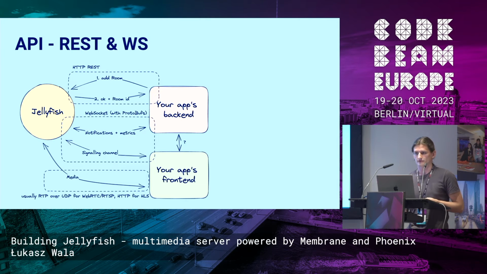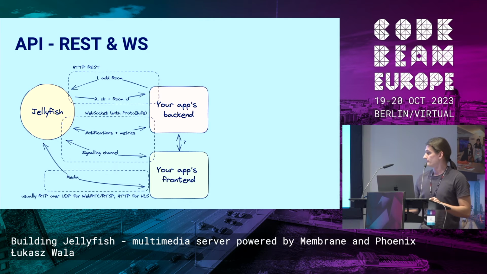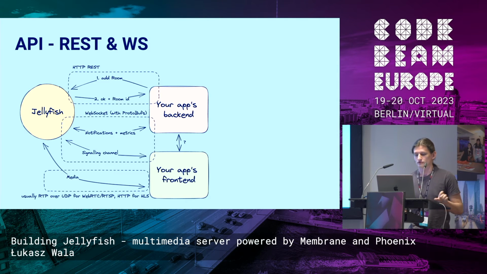And you also can receive some types of metrics, for instance, resource usage. And then there's the signaling channel, which is established between Jellyfish and your client, which is necessary for the WebRTC. And you don't really have to care about what's going on in this signaling channel, and it is abstracted from the user mostly. And then there's the actual media exchange, which is usually over RTP, which is made by RTP over UDP for WebRTC and RTSP, and HTTP for HLS.